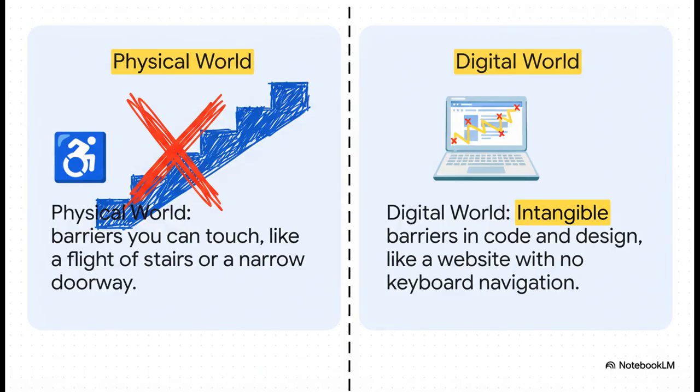In the physical world, barriers are, well, they're physical. You can see them, you can touch them. Think about a flight of stairs or a door that's just too narrow. But in the digital world, the barriers are invisible. They're hidden away in code and design choices, like a website that you can't use without a mouse, or a picture that has no description for someone who can't see it.